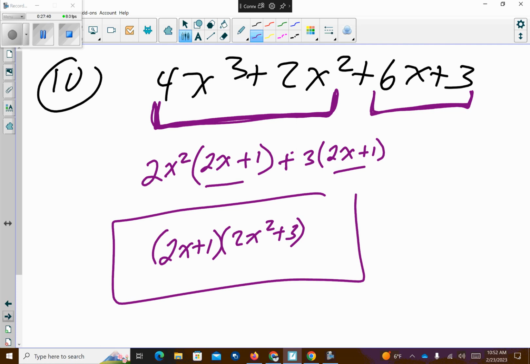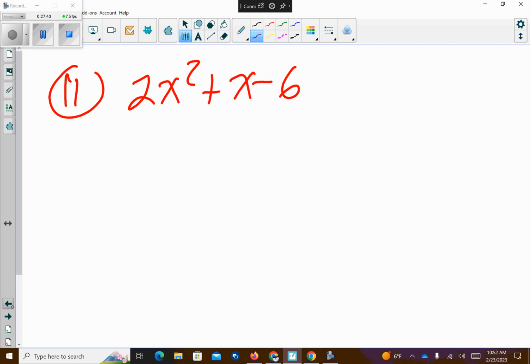You're going to hand that back in to me. Number 11. Multiply those, I get negative 12. Agree? What are the signs guaranteed if it's a negative number?